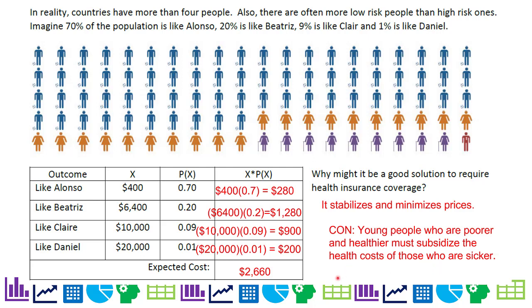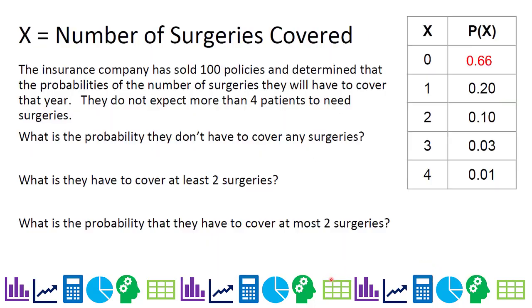All right, we'll do some practice now with some more expected values, and we're going to look at a different example. X is the number of surgeries covered. So the insurance company has sold 100 policies and determined the probabilities of the numbers of surgeries they will have to cover that year. They do not expect more than 4 patients to need surgeries. What is the probability they don't have to cover any surgeries? So you can see I have the answer there. It's 0.66. How did I get that?